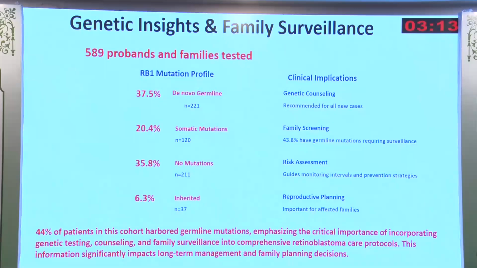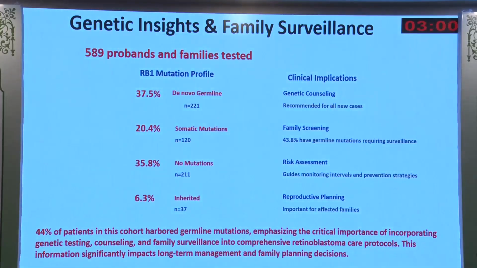We tested 589 probands and families for genetic analysis, of which 37.5% had de novo germline mutation, 20.4% had somatic mutations, 35.8% had no mutations, and 6.3% had inherited disease, which implied that genetic counseling was mandatory, family screening is important, risk assessment guides monitoring intervals and prevention strategies, and reproductive planning was important for affected families.